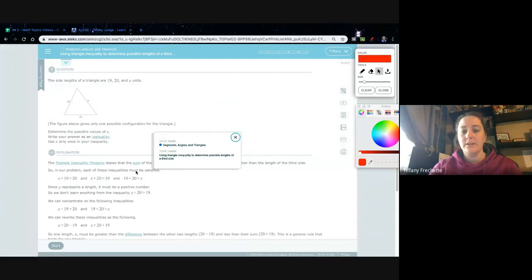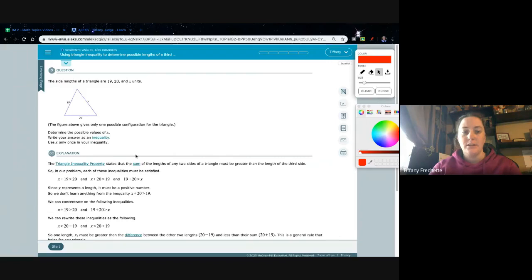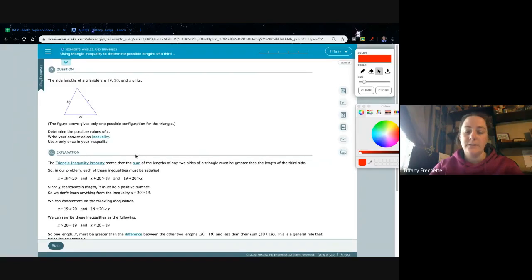Using triangle inequality to determine possible lengths of a third side. All right, so we already did a video on the triangle inequality theorem. The theorem, which they state right down here, states that the sum of the lengths of any two sides of a triangle must be greater than the length of the third side. So if we add 19 and 20 together, these two added together have to be greater than x.